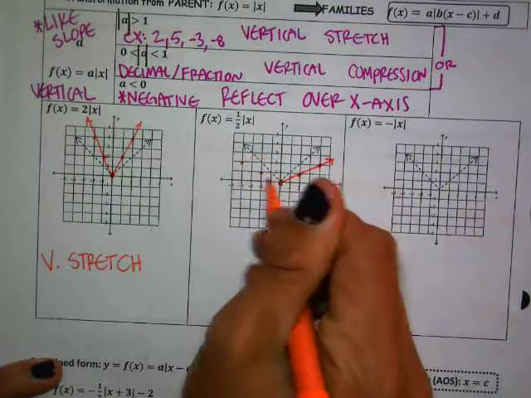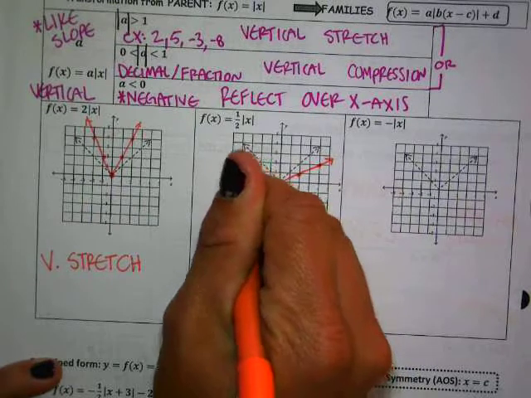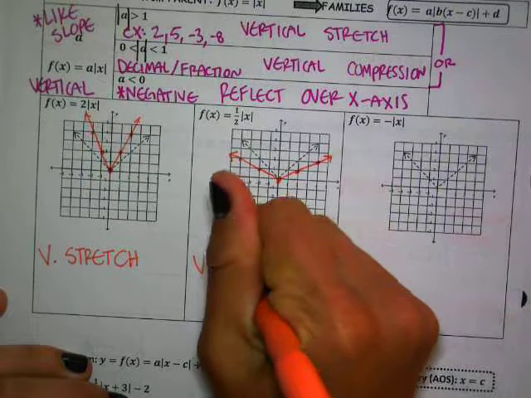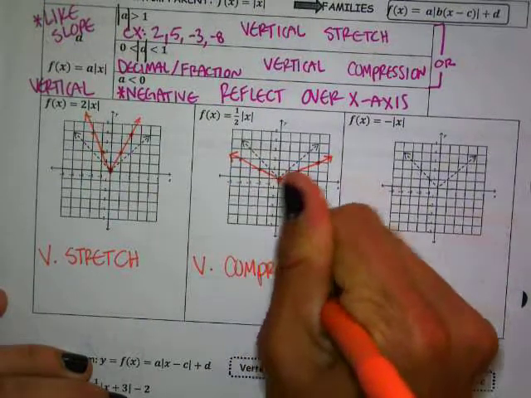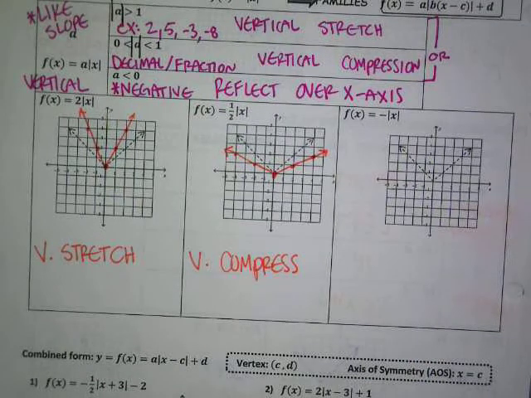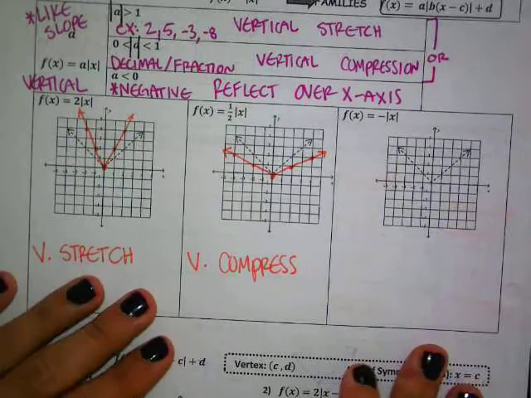Why do you call it compress? Because compressing is squishing. And why can't we just call it squish? I don't know. It's not mathy enough. So if you look at your graph, it has been squished, right? So compressions squish your graphs.